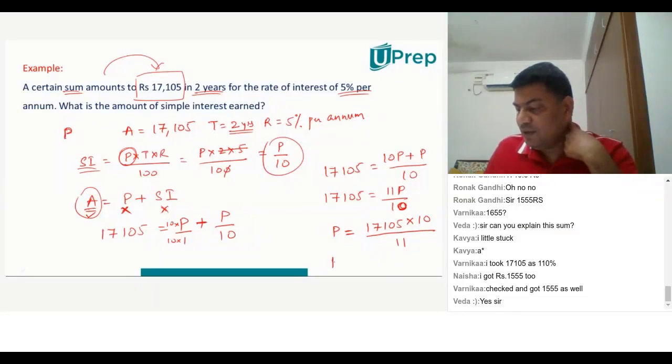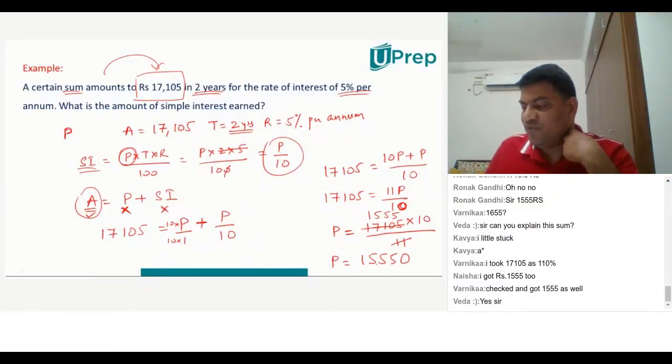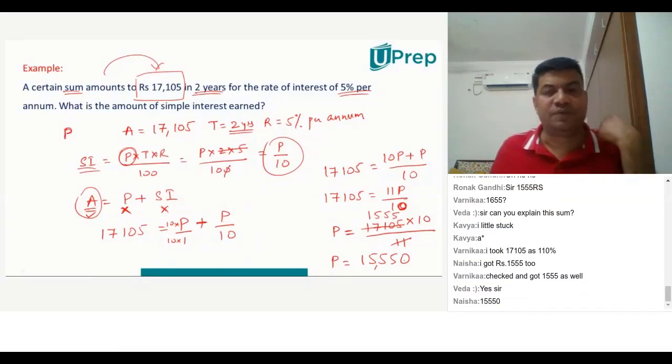You get the principal. So principal will be nothing but you just divide this. If you divide by 11, 11 ones are 11, 61, then 5s are 55, then you have your 60 once again, 5s are 55, 5 left over. Basically, it's 15,550. That's your principal. 15,550 is your principal.